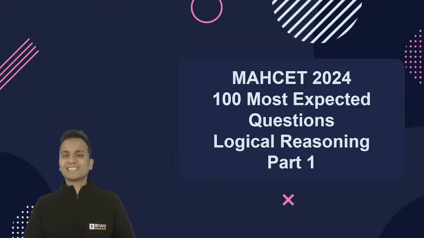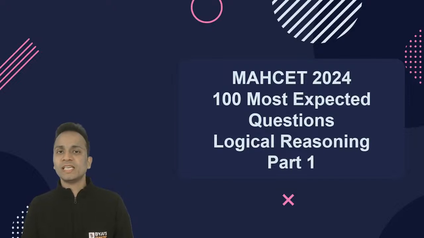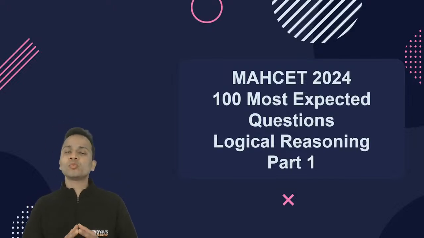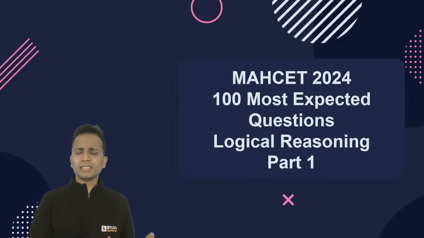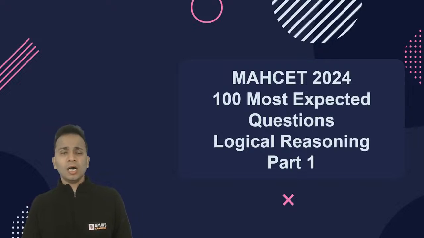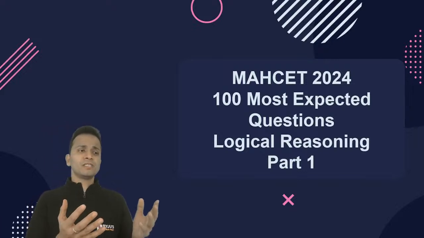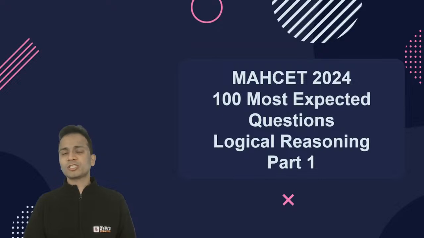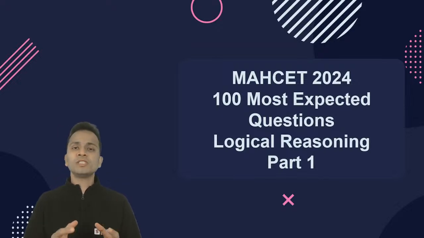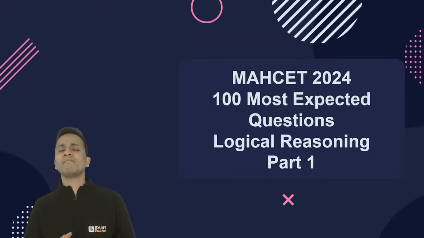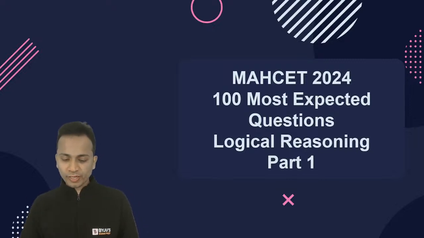So friends, let's start solving the questions without wasting any time. I'll be showing you the questions one by one. We'll be giving you somewhere around 1 minute to solve every question. If the question is independent, then I'll give you 1 minute. If there is a set of questions, then to decode the common set of directions, I'll be giving you somewhere around 2 to 3 minutes. So friends, let's start solving.